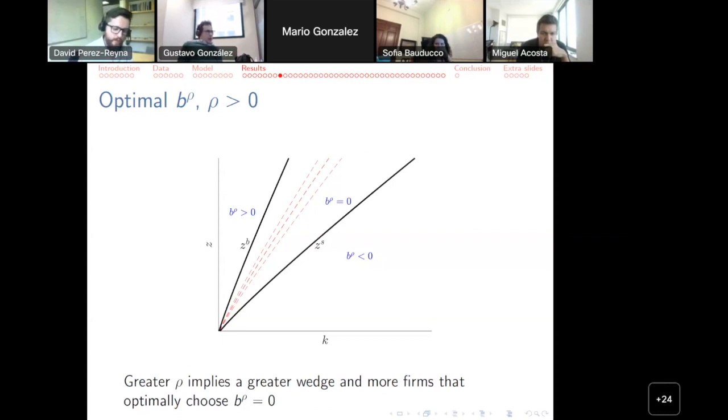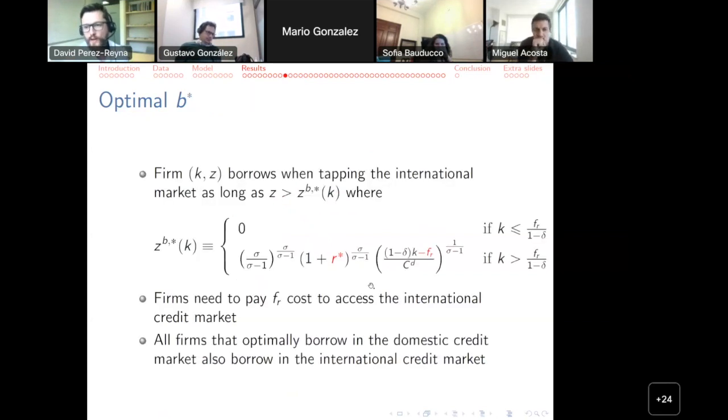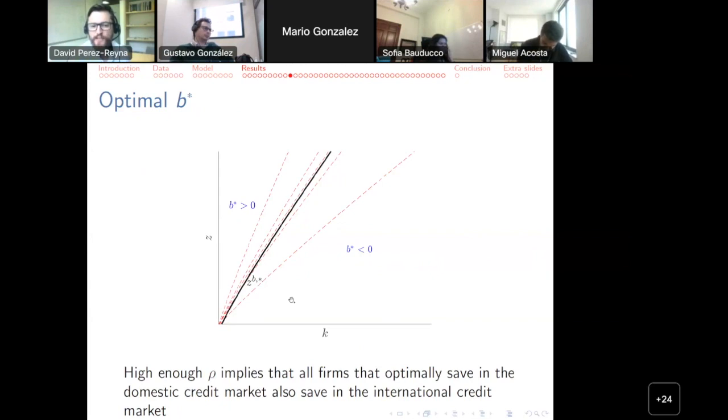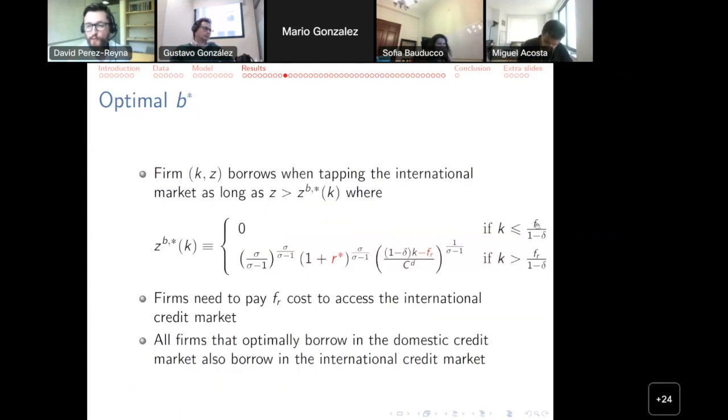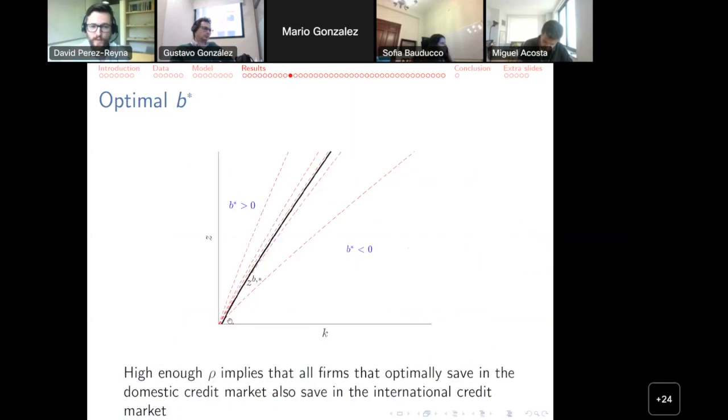Now let me analyze what will happen if firms were considering the international credit market. So in the international credit market, it's going to be similar to the benchmark case, like when rho equals 0. There's going to be a slight difference, and it's the fact that firms need to pay the fixed cost to tap the international credit market. So this is going to cause all firms that would borrow domestically to also be borrowing abroad. But it could be the case that a firm would want to save domestically, but would still want to borrow abroad, because to tap the international credit market, it will need to pay the fixed cost.